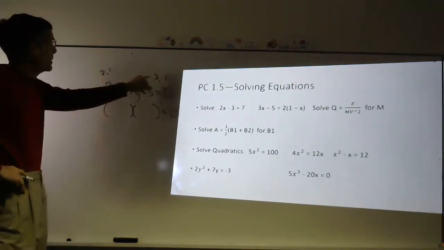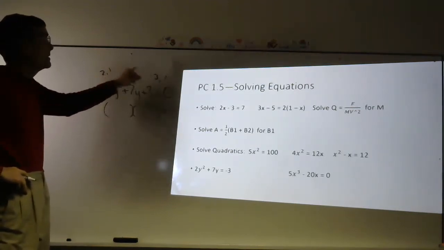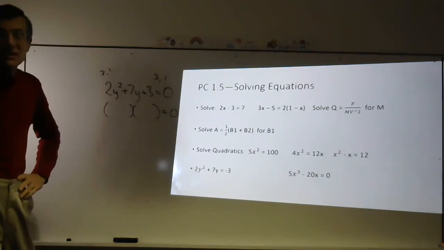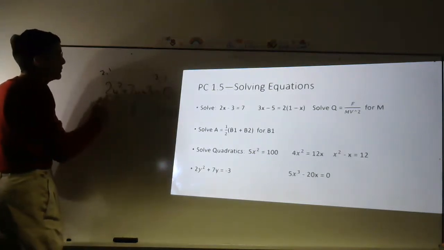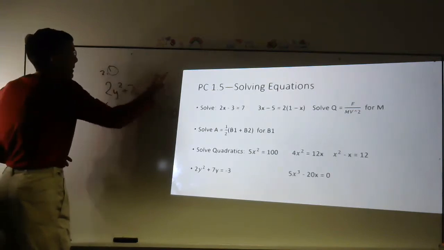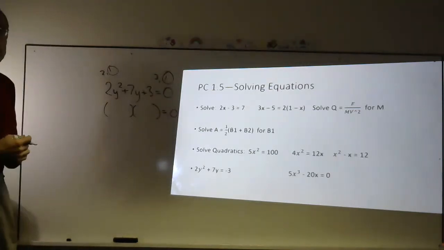Nope. 3 times 2 is 6. 1 times 1 is 1. 6 and 1 add up to 7. So you've got it. Now, you put circles around a pair of them that work. So I'm going to put the circles around the 1 and the 1.